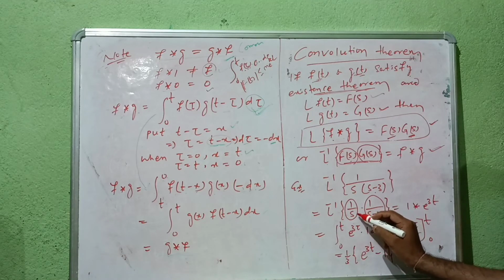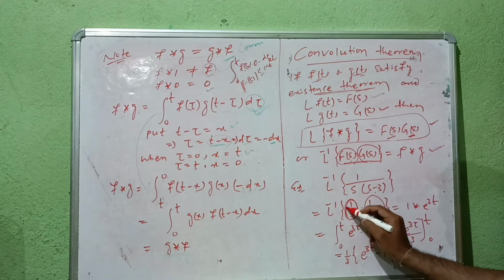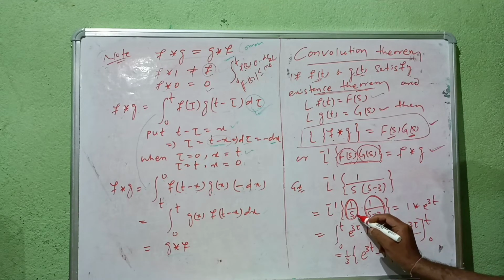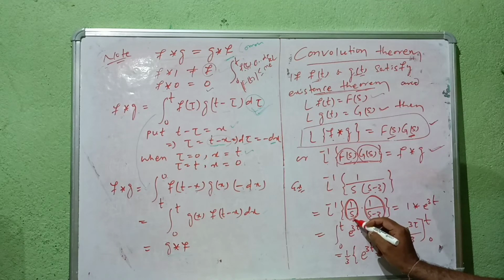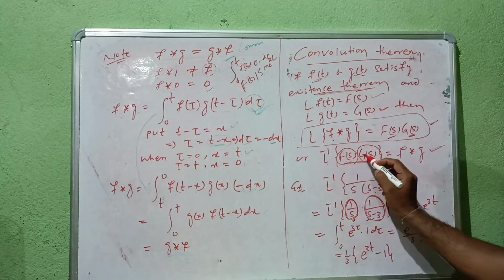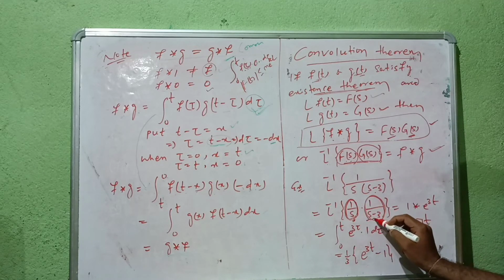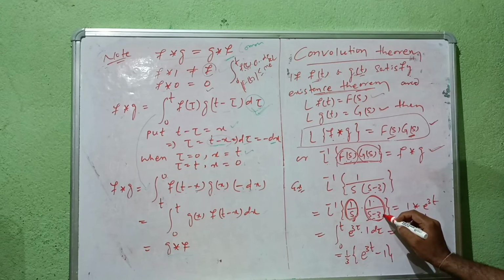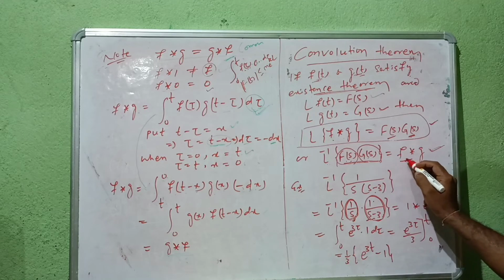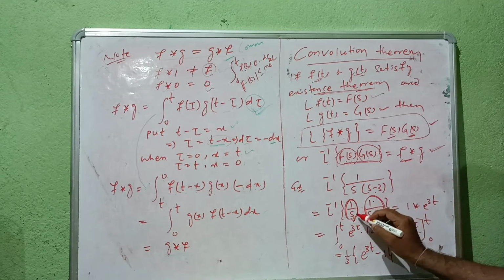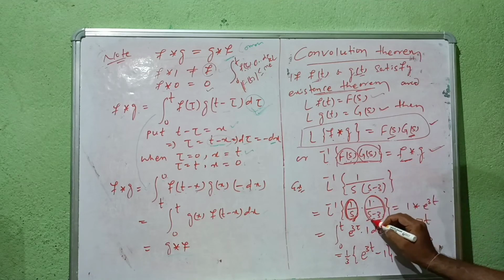Because we know that 1 by s is the Laplace of 1, and 1 by s minus 3 is the Laplace of e to the power 3t. So we write it like this: we consider this as F(s), and we consider this as G(s). So F(s) is 1 by s, G(s) is 1 by s minus 3. So directly you can apply the convolution theorem: this value will be f star g, where f is the inverse of this, and g is the inverse of this.